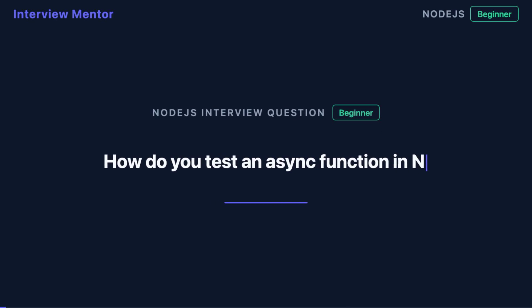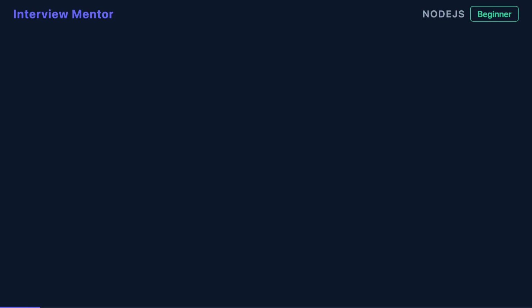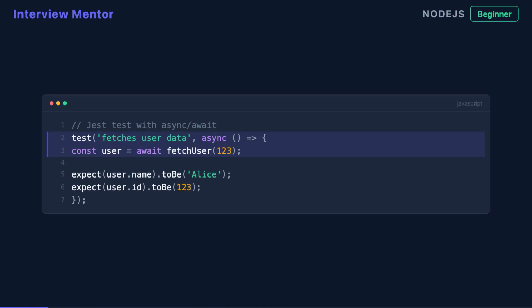How do you test an async function in Node.js? Most developers fail async tests because they forget to wait for the promise to resolve. Let's fix that. The modern approach is using async await with test frameworks like Jest or Mocha. Simply mark your test function as async, then use await before calling your async function.